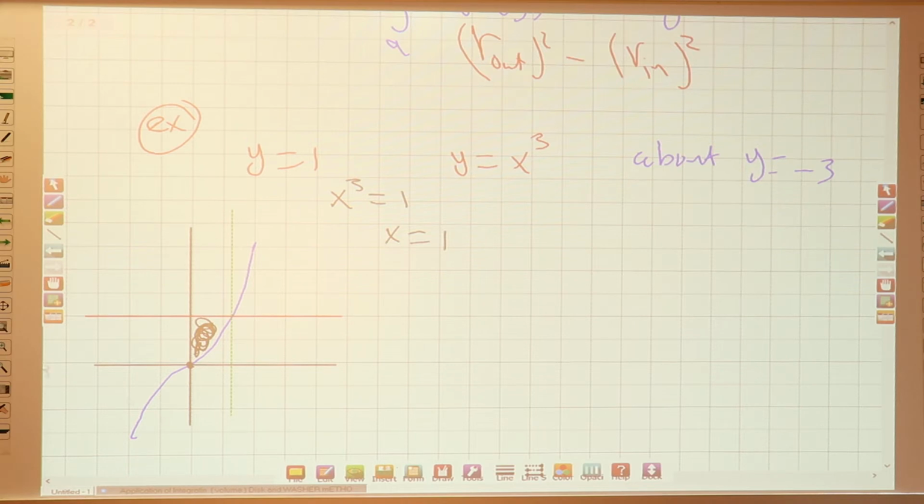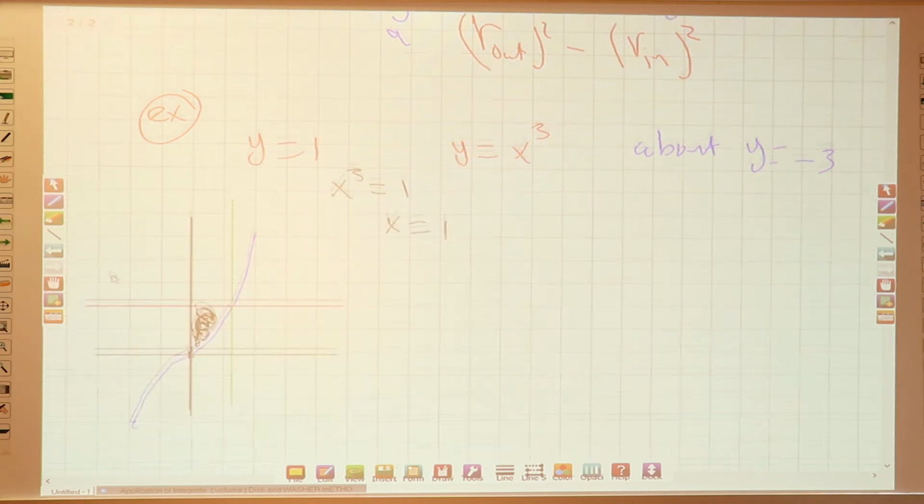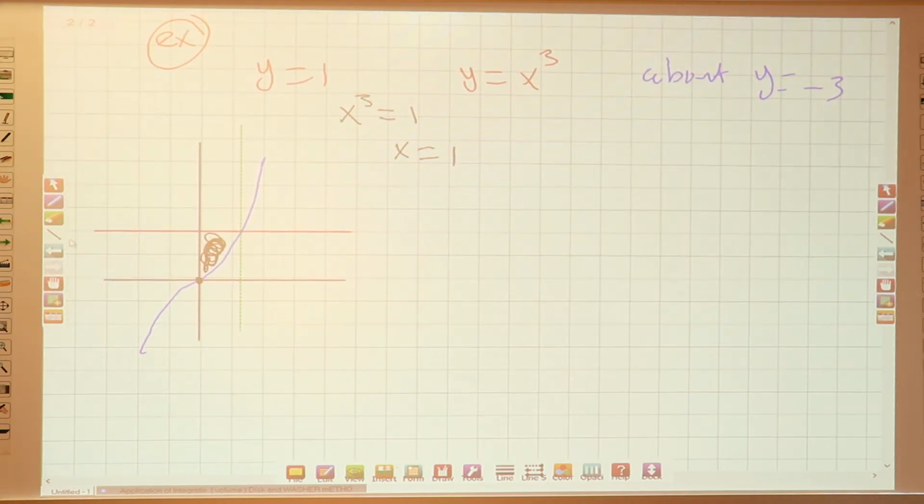Okay. Y equal negative 3. Negative 1, negative 2, negative 3, because I'm counting by 2 for the y-axis. 1, 2. This is my line of revolution.